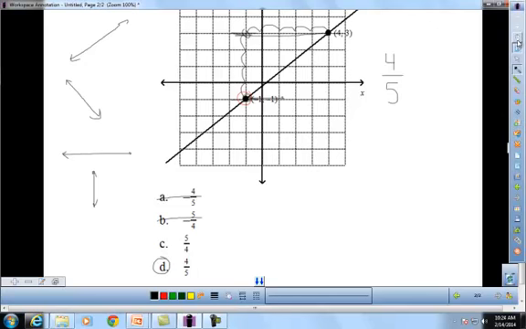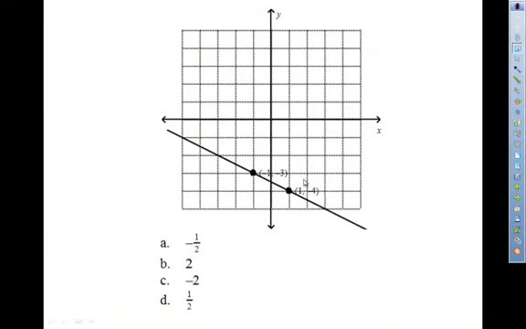Looking down here at my multiple choice, we would answer this one as D. Okay, so let's go ahead and try to do another one here. Let's try this one.